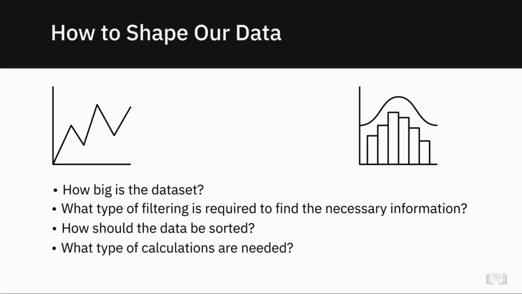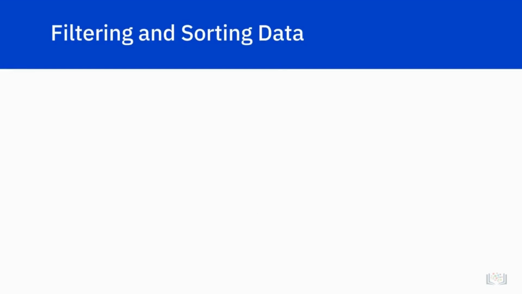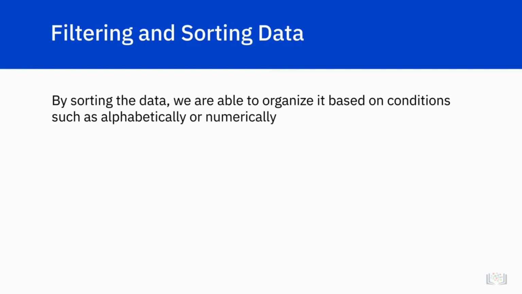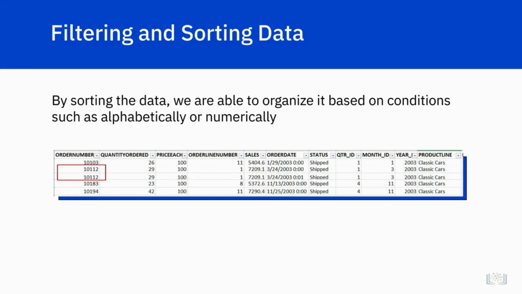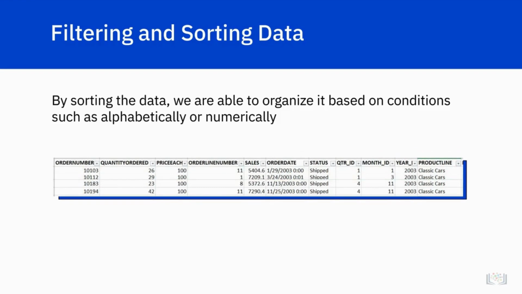Now that we have visualized the final output, we must decide the best approach to shape our data. The most basic step would be to filter and sort the data. By sorting the data, we are able to organize it based on conditions, such as alphabetically or numerically. For example, if we wanted to check for duplicate order numbers, we could sort the data and quickly see any duplicates.